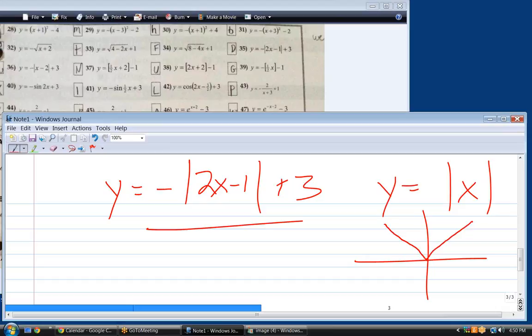So, what do we got going on here? It's going to be reflected over the x-axis, so it'll be going upside down. It's vertically, horizontally shrunk by 2. Right 1, and up 3.